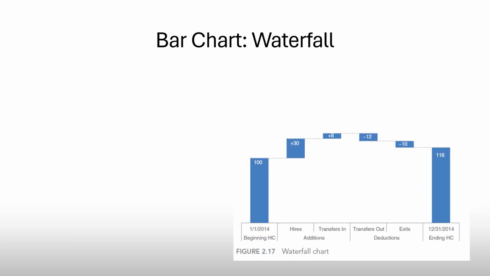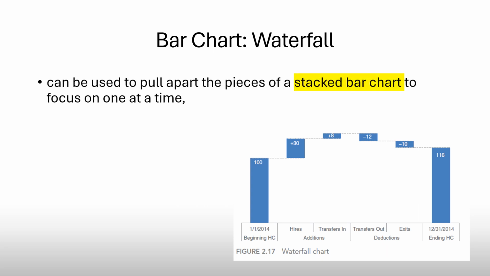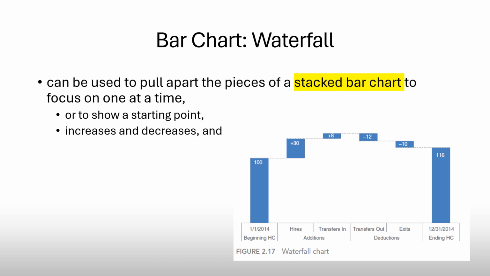A waterfall is very much related to a stacked vertical chart. It essentially allows you to pull apart the pieces of a stacked bar to focus on one at a time, or to show a starting point, or to show the increases and decreases, or the resulting ending point. But keep in mind, this is one bar that has been split out on a waterfall chart.